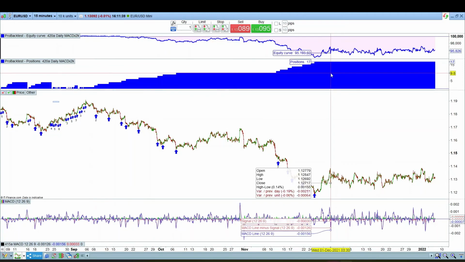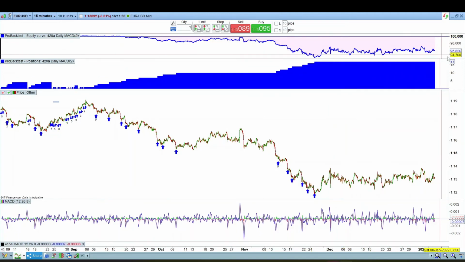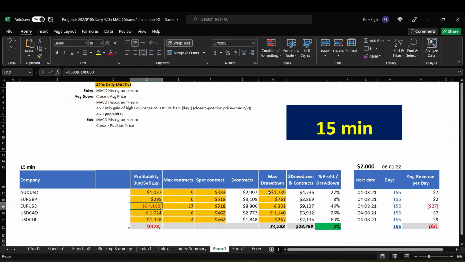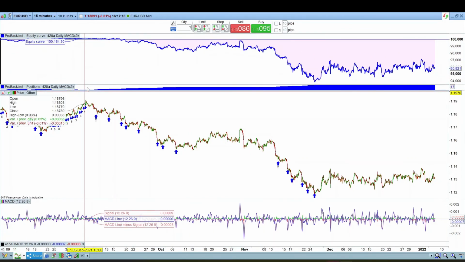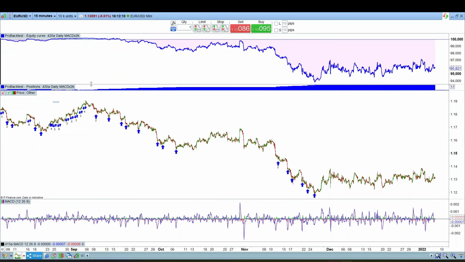As you can see here, it's held a maximum position so far of 17 contracts. We're down about 4.5 or 4,200 from our $100,000 baseline. And our maximum drawdown would have calculated our previous drawdown. So far we're down 4.5 almost. But we're calculating back on this period here. It's hard to see there, but that would have been our biggest drawdown point.